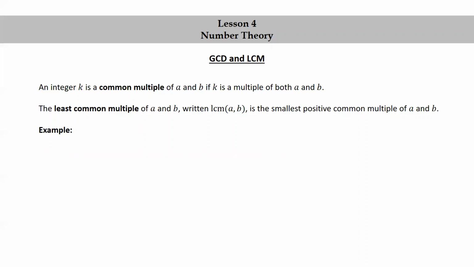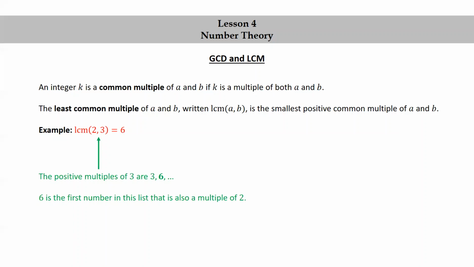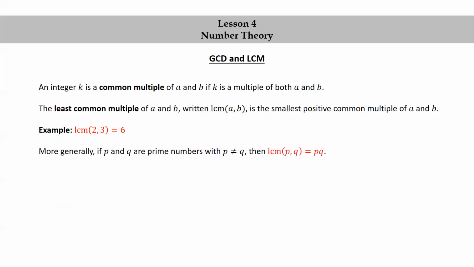Let's try another example. The LCM of 2 and 3 is 6. Right? Because the positive multiples of 3 are 3, 6, and so on. 6 is the first number in this list that is also a multiple of 2. More generally, if p and q are prime numbers with p not equal to q, then the LCM of p and q is equal to p times q.